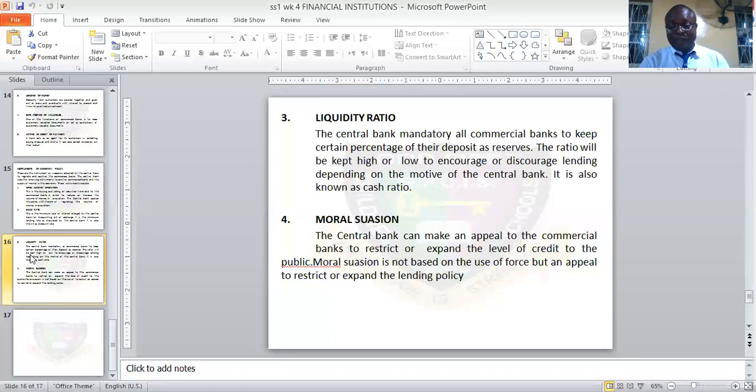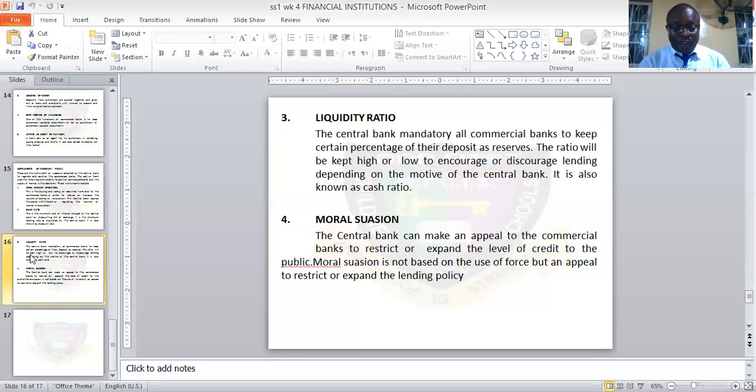So we have so many banks. There was a time we had Bank PHB. We have this bank. They are no more existing again. Sky Bank. We have Afri Bank. Due to the fact that they could not follow this principle. That is why we have the principle of instrument of monetary policy.